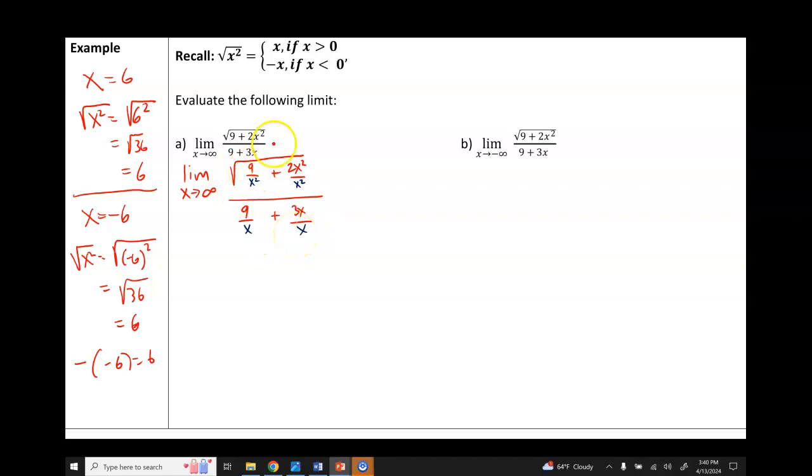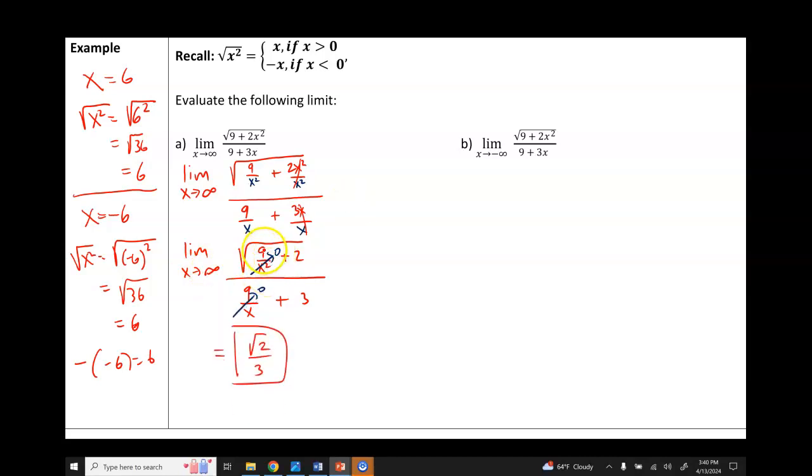So let's simplify this. On the numerator, we have radical 9 over x squared plus 2, because the x squareds cross out. On the denominator, we have 9 over x, and then here the x's cross out, so we have just a regular 3. And then we are going to replace x with infinity. So here you have 9 over x squared, which is going to be 0 because you're taking 9 divided by a really big number. Here we also have 0, so our answer is going to be radical 2 over 3.